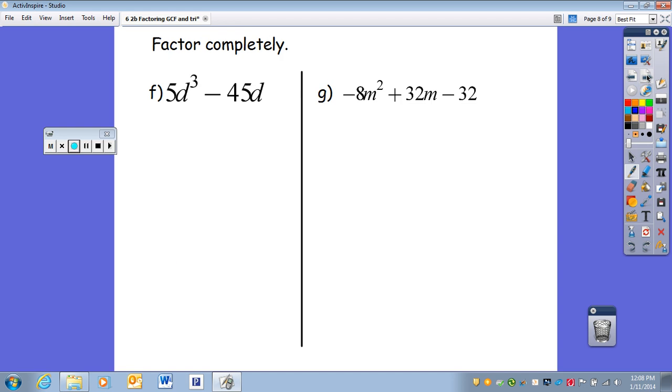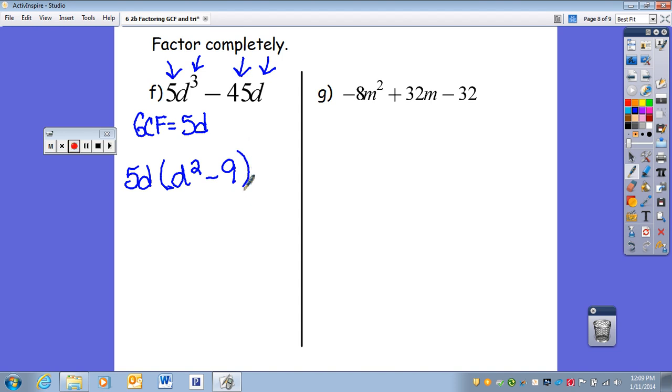In our next example, let's look for the greatest common factor. So the greatest common factor, first of our coefficients, would be 5, and then of our bases, we do have a d in common. So we are going to divide each of our terms by 5d. 5d cubed divided by 5d, 5 divided by 5 is 1, and d cubed divided by d would leave me with d squared. Negative 45 divided by 5 would be negative 9, and d divided by d would be 1.